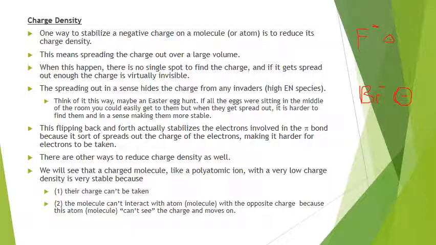Basically, you can think of this negative charge being spread out over a larger volume versus the smaller volume here. We call this charge density: spreading the charge out over a larger volume. When this happens, there's no single spot to find the charge, and it gets spread out enough that the charge is virtually invisible or hard to find. In this case, it's really easy to find the electron. Over here, it's harder to find because it's spread out.